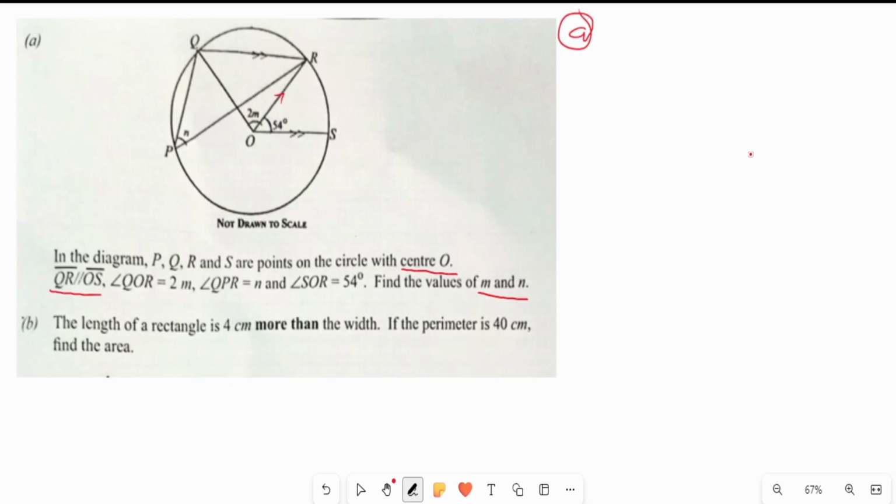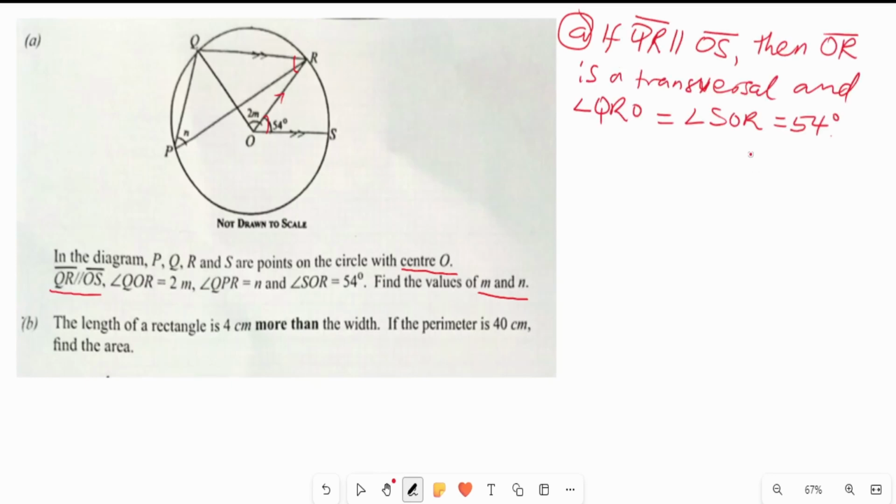And if it's a transversal, then it means that angle QRO, which is right here, is equal to angle SOR, which is 54 here given in the problem, because they are alternate interior angles, and alternate interior angles are equal. So maybe let me quickly write that before we move on to the next part of the problem. Good. So everything I mark here is just what I put in words here.